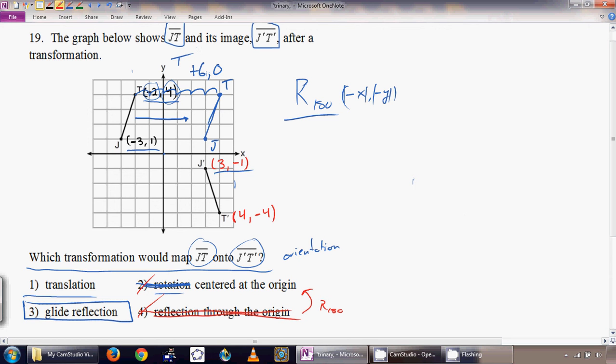And then after that, we're going to reflect it over the x-axis. One box, one box. There's J prime. 1, 2, 3, 4. 1, 2, 3, 4. There's T prime. That's why this is a glide reflection and not any of the others.